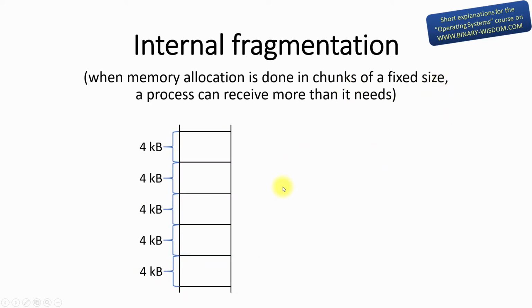Think about paging with 4 kilobyte pages. You can give a process 4 kilobytes, one page, or 8 kilobytes, two pages, but you cannot give a process exactly 6 kilobytes. If a process asks for 6 kilobytes of memory, it receives 8 kilobytes. The extra 2 kilobytes won't be used, but will be reserved for the process. Those 2 kilobytes are effectively wasted. This is an example of internal fragmentation, when memory is wasted because the process receives more than it needs.